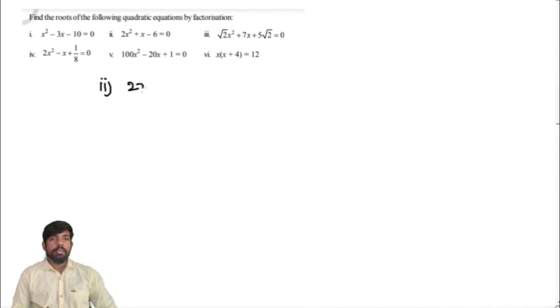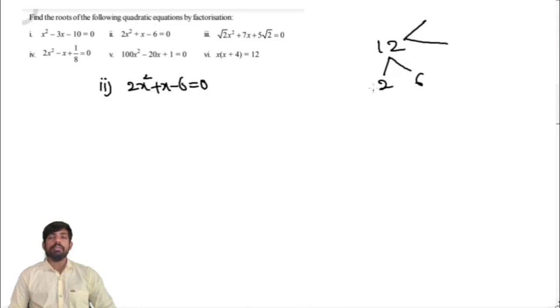Here we have a second question. 2x square plus x minus 6 equals to 0. So here 2 sixes are 12, right? 12 can be written with factors 2 and 6, or else 12 can be written as 4 threes. But here the middle term is 1, so I need to get what? 4 threes are 12. If I take 4 minus 3, you are getting 1. So I am taking this 4 and 3.